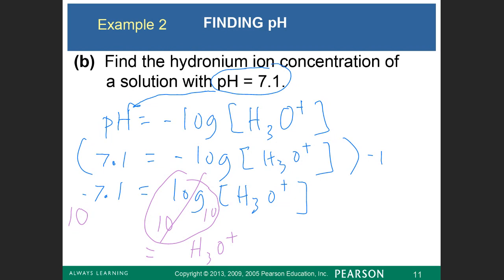Our answer here, since we're looking for H3O plus, that's our hydronium ion concentration. We calculate 10 raised to the power of negative 7.1. We will get 7.94 times 10 raised to the power of negative 8. You can also round that to the nearest tenth, so 7.9 times 10 raised to the power of negative 8. Again, our answer is 7.94 times 10 raised to the power of negative 8. And that's the hydronium ion concentration.